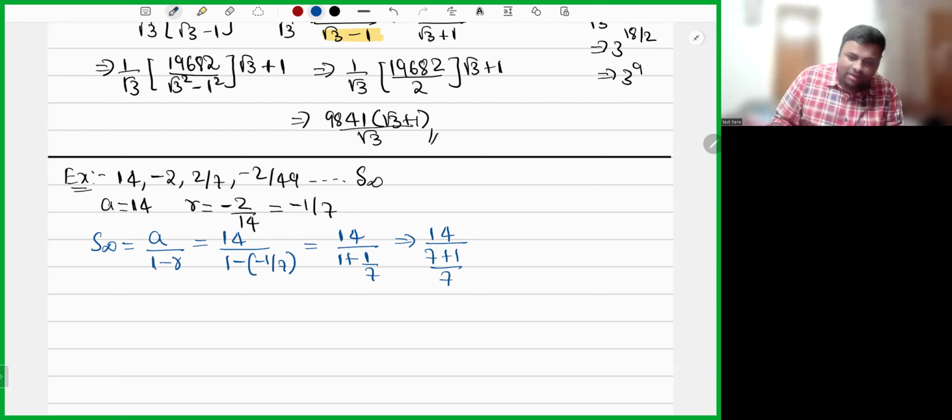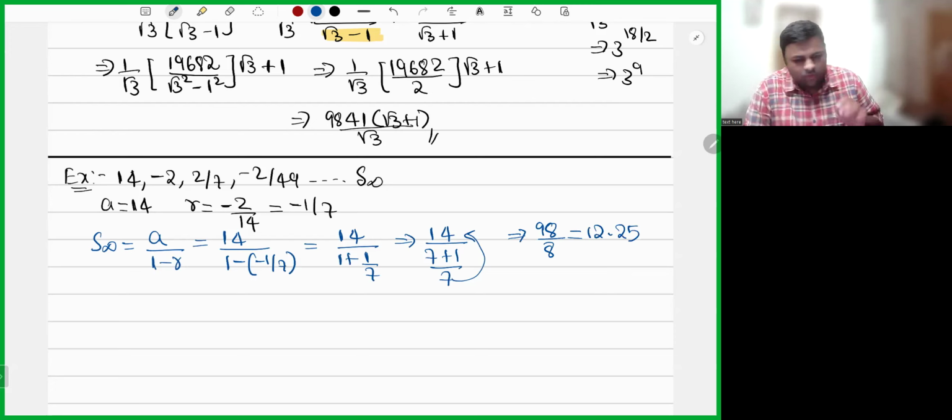I hope you understood this. I have taken LCM. 14 goes to numerator. 14 into 7, 98 whole divided by 8. So 98 divided by 8, we have 12.25 or 12 1 by 4. So it's simple to calculate S infinity. How will you calculate? Simply A divided by 1 minus R.